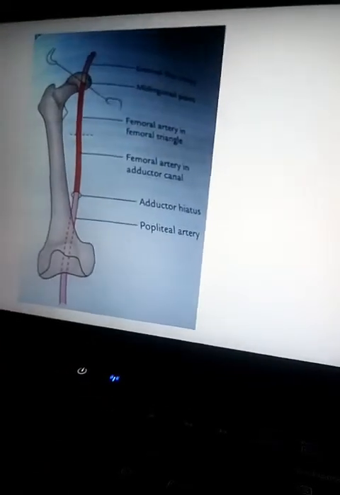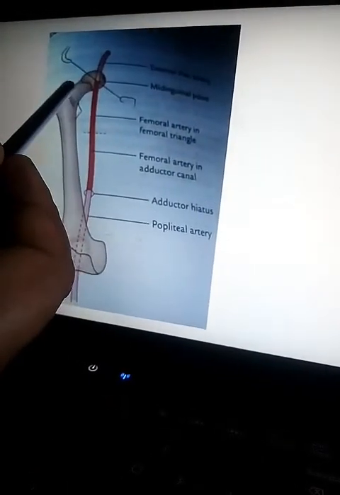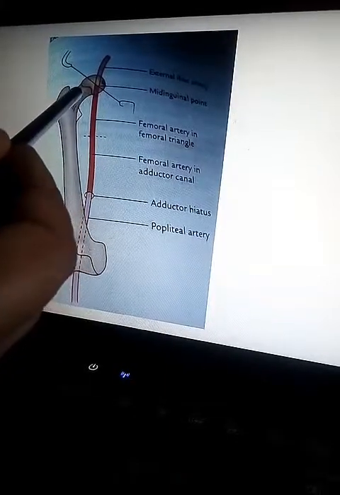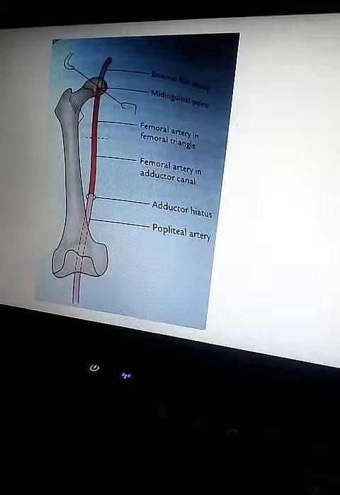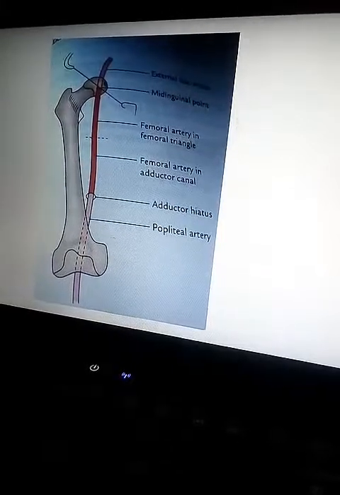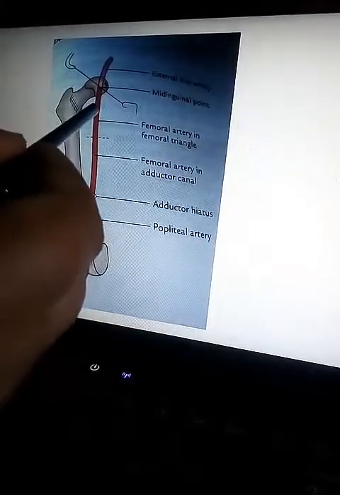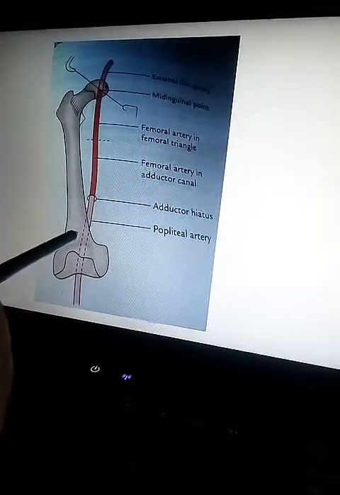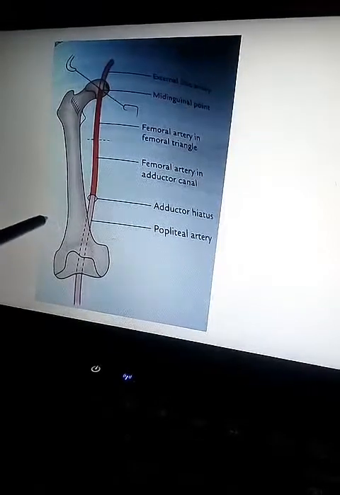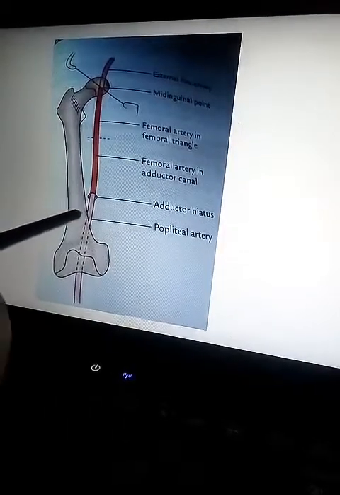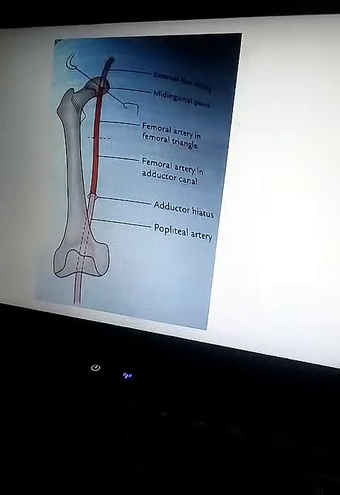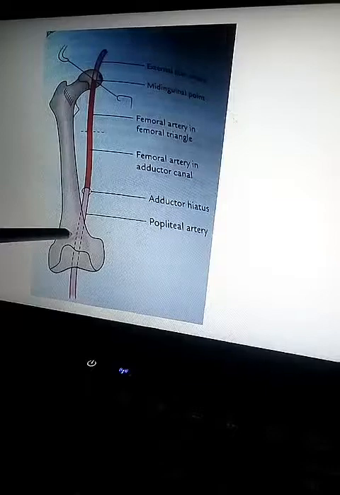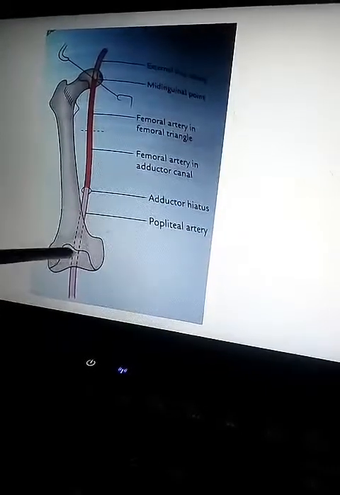Femoral artery is the chief artery of the lower limb. It is a continuation of the external iliac artery and enters the femoral triangle behind the inguinal ligament at the mid-inguinal point. It runs downwards and medially successively through the femoral triangle and adductor canal. At the lower end of the adductor canal, it leaves the thigh through the adductor hiatus, that is the tendinous opening in the adductor magnus, to enter the popliteal fossa, where it continues as the popliteal artery.